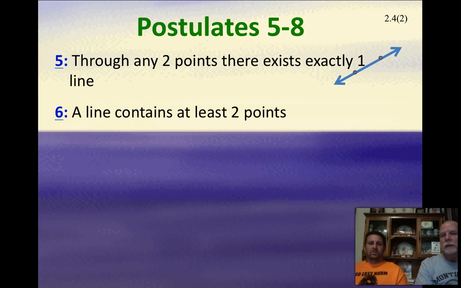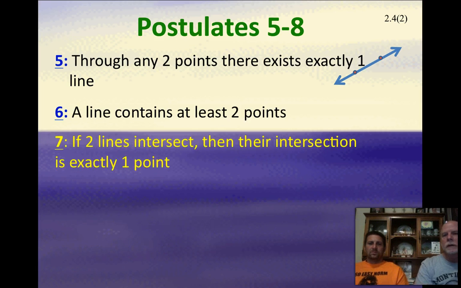And then a line contains at least 2 points. Again, we talked about the concept of a line being an infinite number of points, but we always have at least 2 points to make up a line. The diagram really is the same thing. A line always contains at least 2 points. That one really doesn't come into play very often. It's just, if it's a line, it's got to have 2 points.